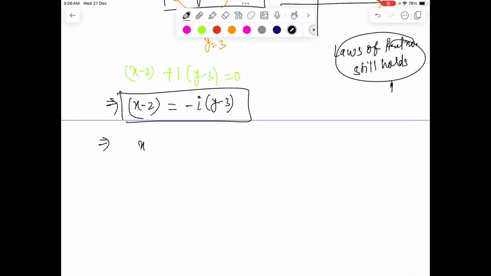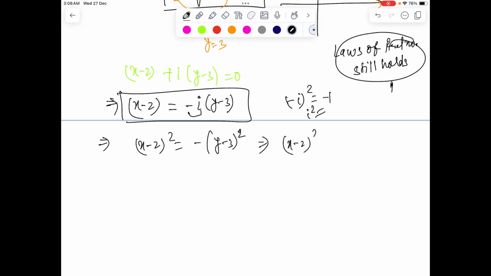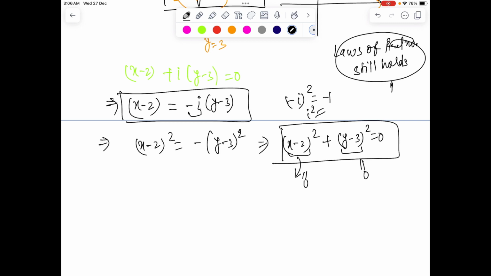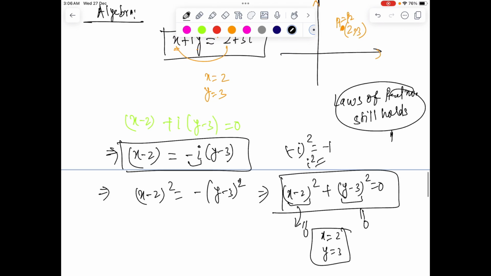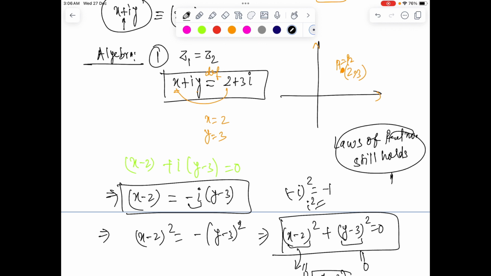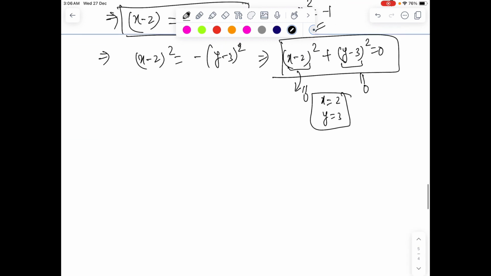So hence you are allowed to square it as well. So x minus 2 whole square minus i square will give minus 1, because i square equals minus 1. So we are getting minus y minus 3 whole square. And now it should not be surprising if you put everything on one side. Clearly the sum of two real squares is 0, and each is non-negative, so the only possibility is that this is 0 and this is 0, which gives x equals 2 and y equals 3. So this is another way of visualizing that if two complex numbers are equal, they must have equal real parts and equal imaginary parts, equal x and equal y, right?